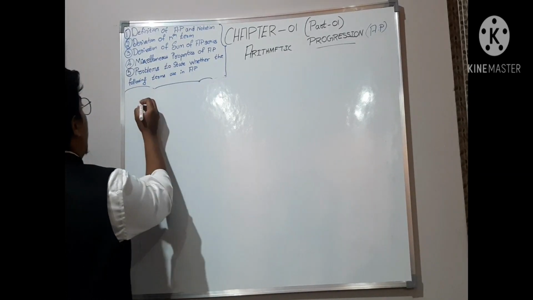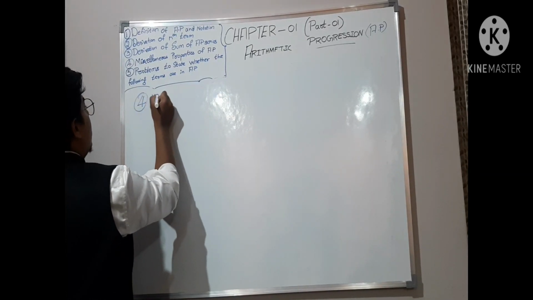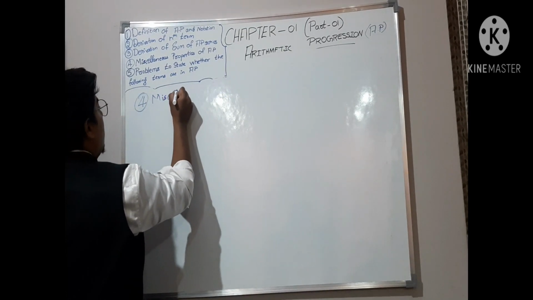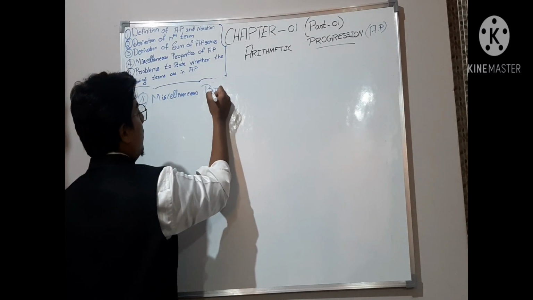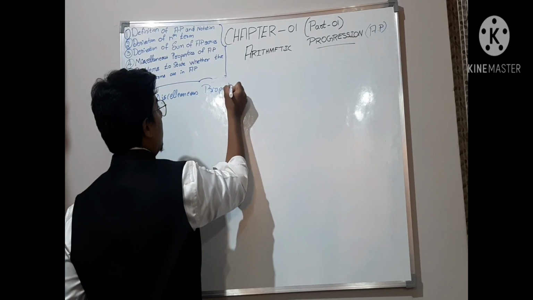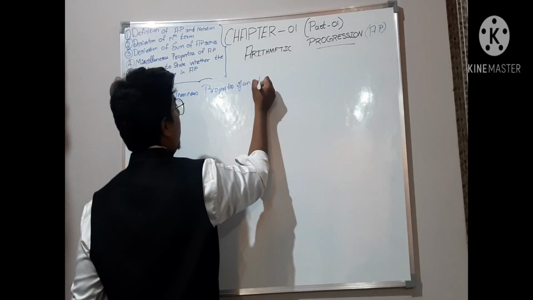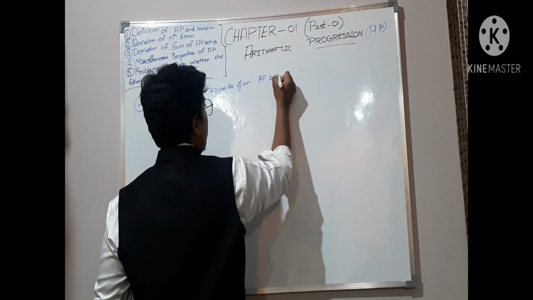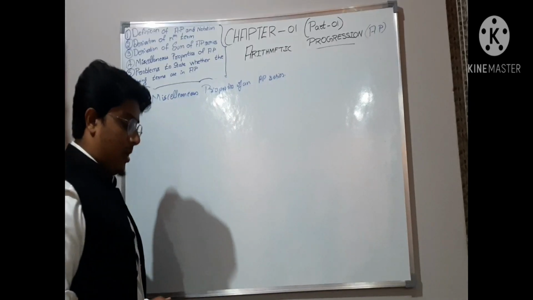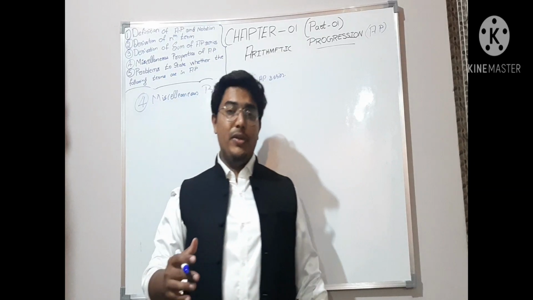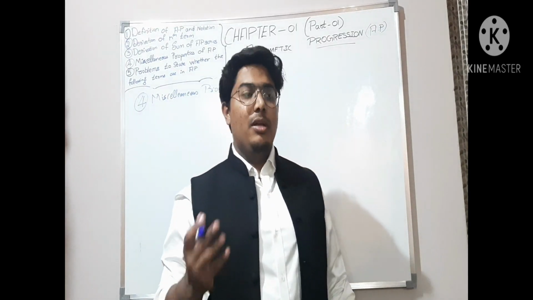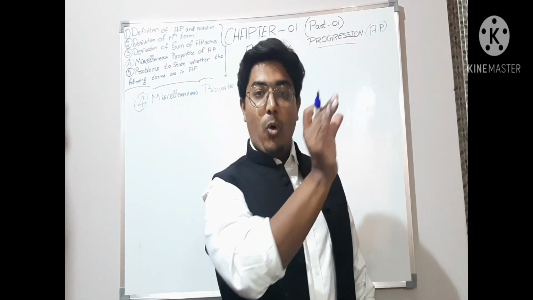Okay, fourth one is the miscellaneous properties of an arithmetic progression series. This is a very important thing to remember. Derivation is very simple. We need to remember the flow of derivation.